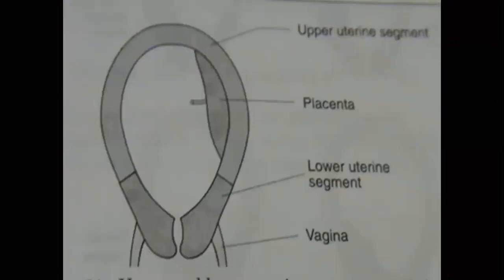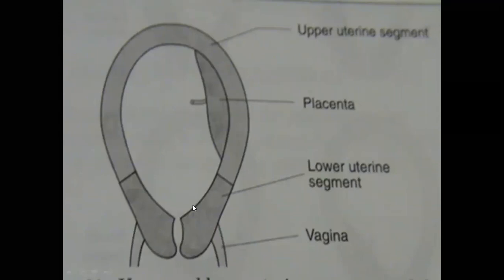Now, applied anatomy of the placenta. The normal placenta is attached to the upper uterine segment. This is the uterus, then cervix and vagina. When the placenta is not attached to the upper uterine segment, it is attached to the lower uterine segment. We call it placenta previa.